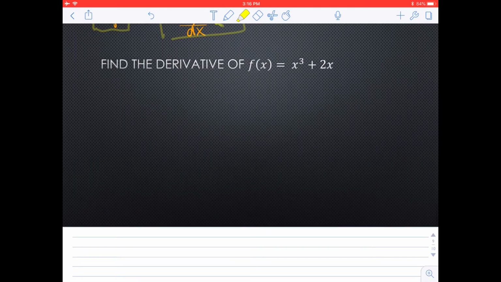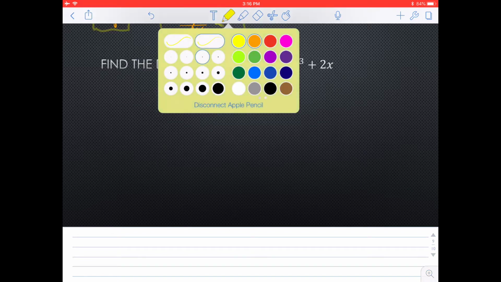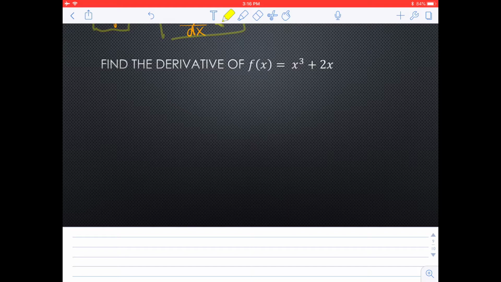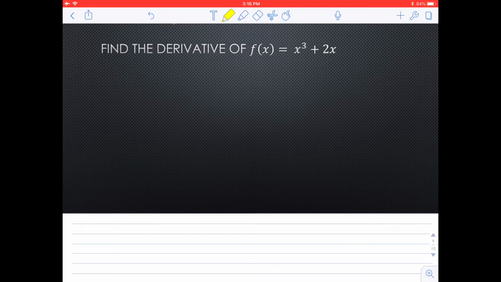All right, so find the derivative of f of x is equal to x cubed plus 2x. So this is a pretty lengthy problem. I encourage you to pause this video and to go ahead and try to solve this on your own using the definition of derivative. Keep in mind that your definition is f prime of x, so the derivative of f is equal to the limit as delta x approaches 0 of your difference quotient, which is f of x plus delta x minus f of x all over delta x. And again, feel free to change your delta x's to h's if you'd like. I encourage you to solve this problem. Once you're done, feel free to resume the video.